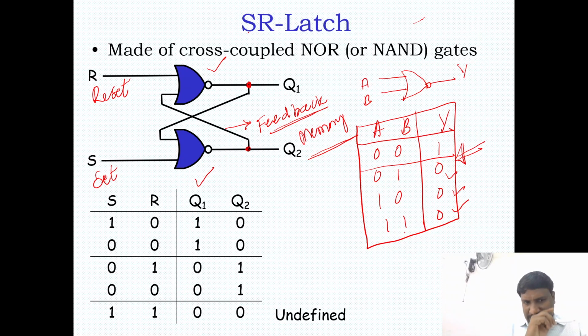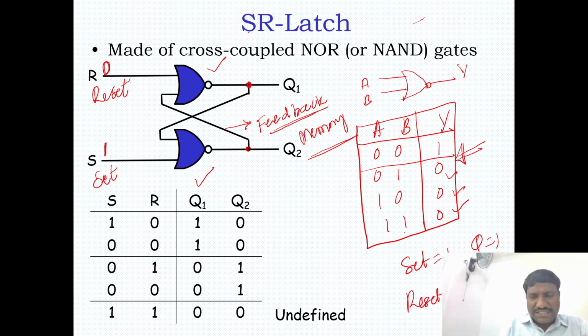Now first I will make set equal to 1. The meaning of set equal to 1 is that the output will get set, so reset is equal to 0. I never do set and reset at a time. Either I do set: if I make set equal to 1, then my Q becomes 1. If I make reset equal to 1, this is how it is being designed, my Q becomes 0. That's how exactly it functions.